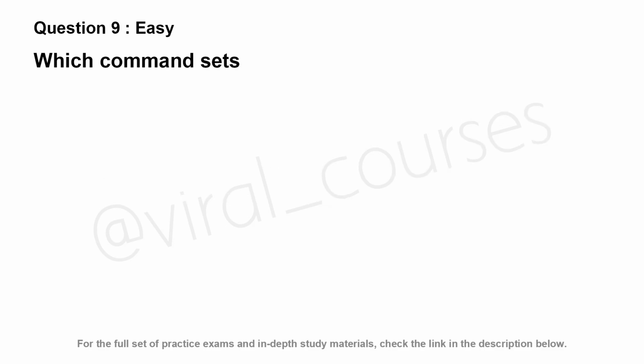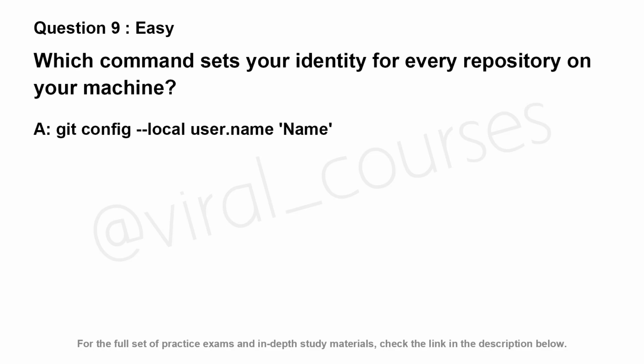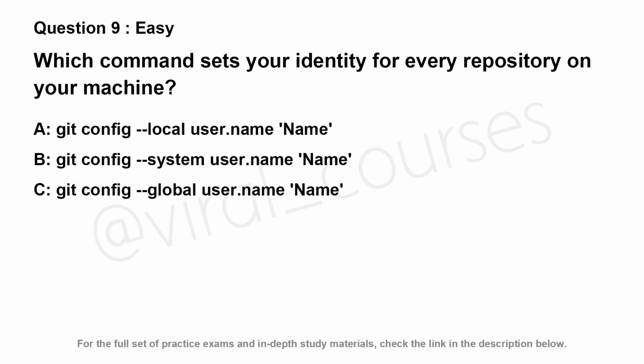Which command sets your identity for every repository on your machine? Option A. git config --local user.name "name". Option B. git config --system user.name "name". Option C. git config --global user.name "name". Option D. git set user.name "name".